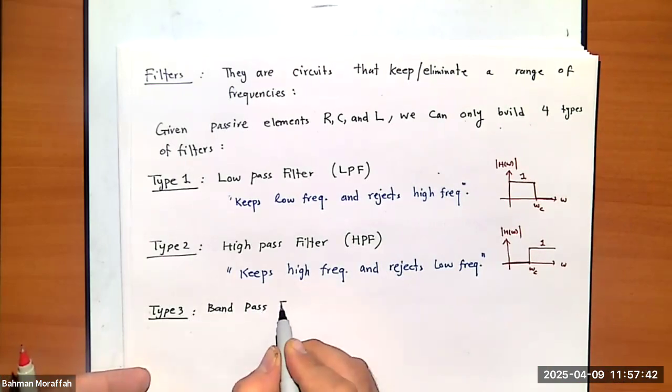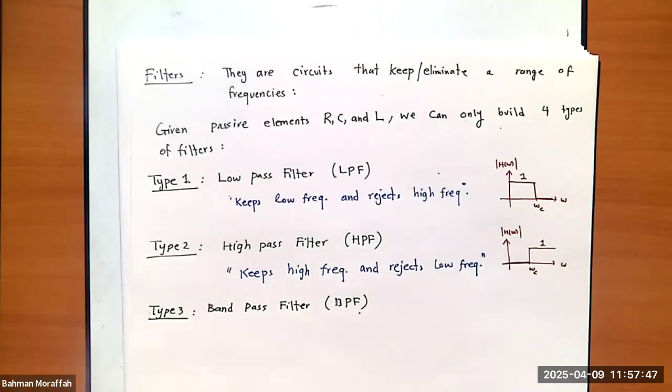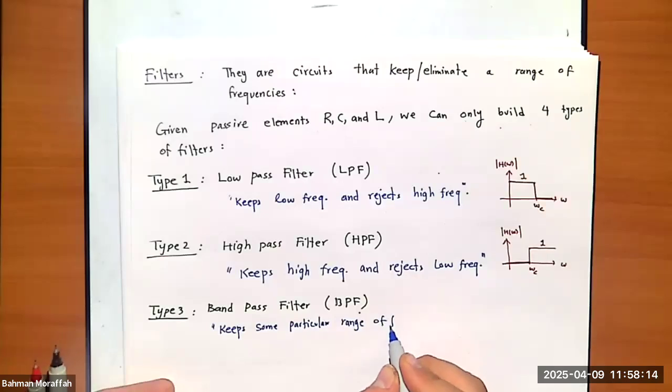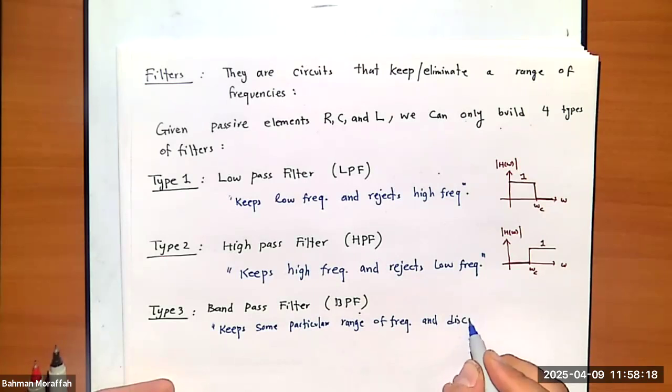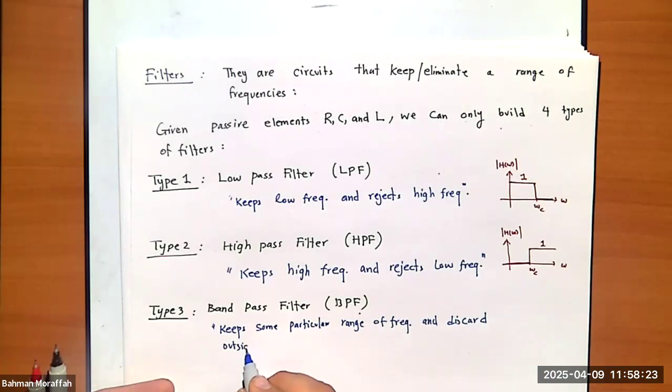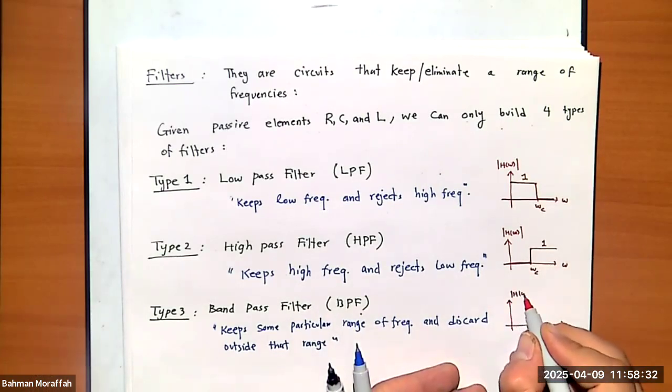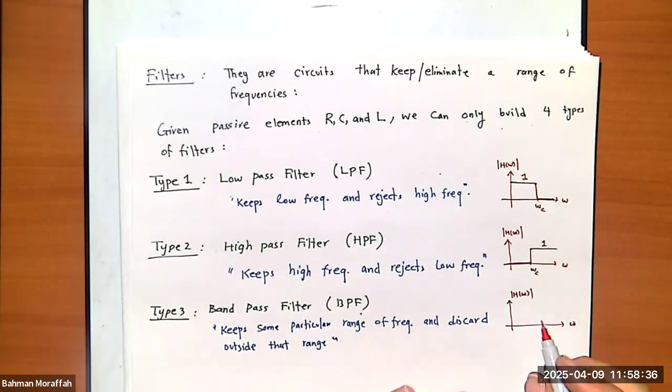The third type is a band pass filter. What it basically does is keep a range of frequencies and eliminate whatever is outside that range. Again, the name is pretty self-explanatory, right? So it keeps some particular range of frequencies and discards what's outside that range. Again, pictorially, if I look at the magnitude of H of omega, I want to keep a certain range between omega c1 and omega c2 and eliminate the rest of them. Right?